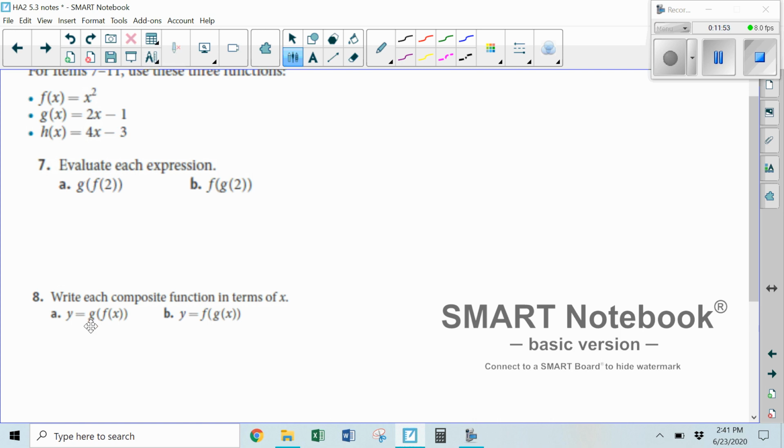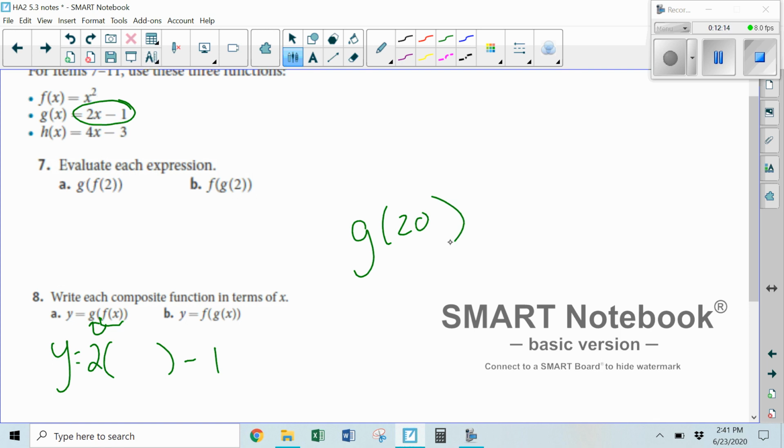So here we go. We are writing f of x in for g. So let's go ahead and write the g function. The g function is 2x minus 1. So I'm going to write 2 something minus 1. If it said g of 20, we would plug in a 20 right there. If it said g of 50, we'd plug in a 50 right there. But it says g of f of x. So we are plugging in the whole function, not a number.